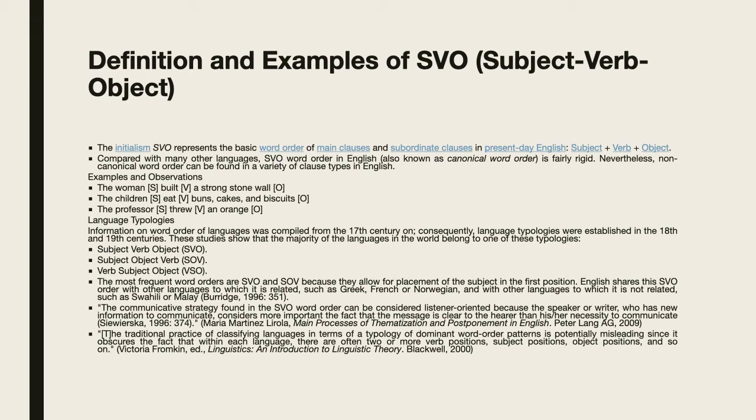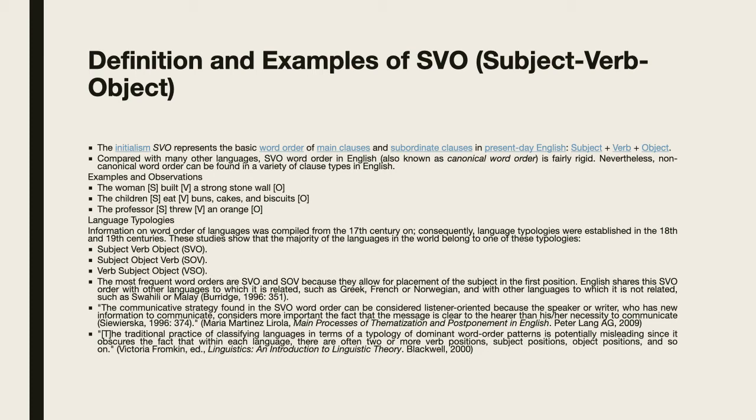The most frequent word orders are SVO and SOV because they allow for placement of the subject in the first position. English shares this SVO order with other languages to which it is related, such as Greek, French, or Norwegian, and with other languages to which it is not related, such as Swahili or Malay. The communication strategy found in the SVO word order can be considered listener oriented because the speaker or the writer who has new information to communicate considers it more important that the message is clear to the hearer than his or her own necessity to communicate.